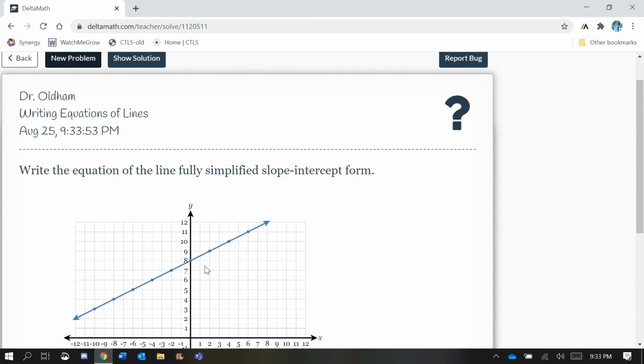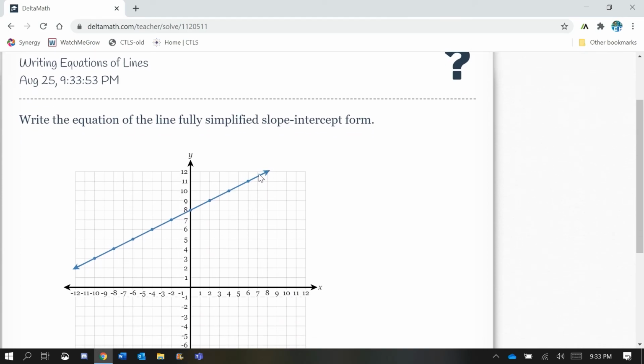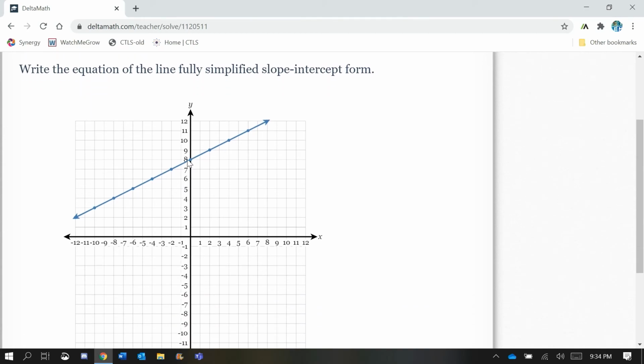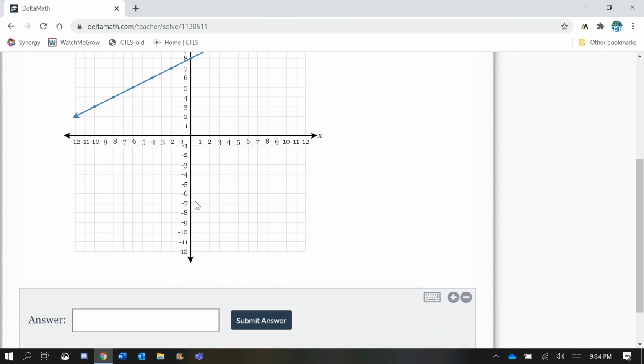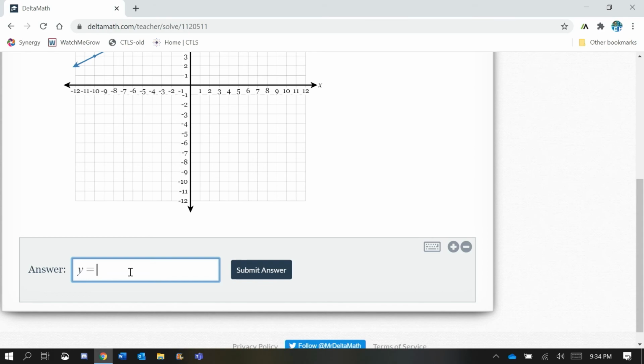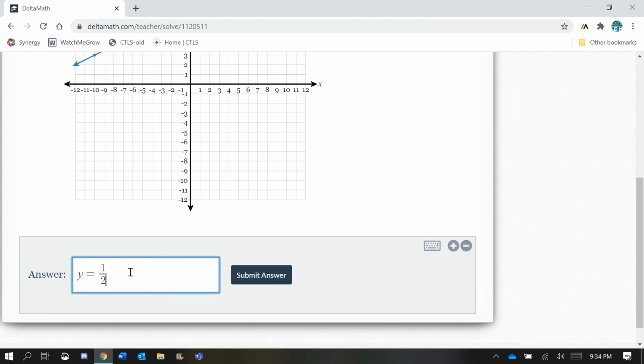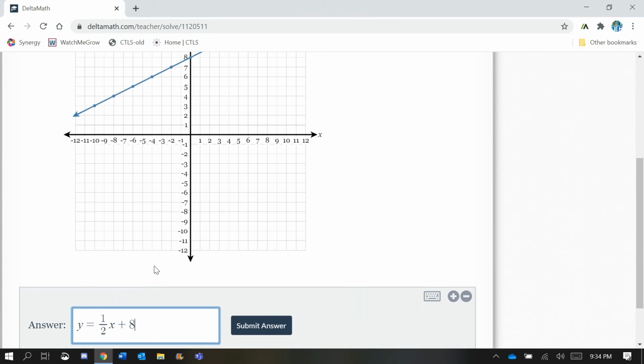If we try another problem, if we take a look at this one right here, it's a positive slope because my line's going up. My y-intercept is 8. And then if I take a look at my slope, again, I've got these nice points here. So if I start at 8 and want to get to the next point, I'm going up 1 and over 2. So when I write my slope, I'm going to say y equals 1 over 2x plus 8. And that would be my answer.